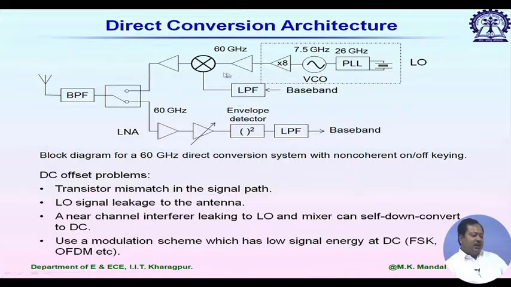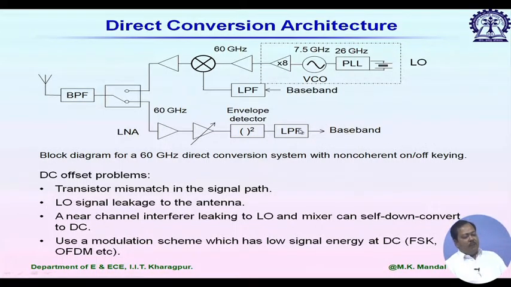We have both transmitter and receiver in homodyne principle. So, you see at the transmitting side the main challenge is to generate that 60 gigahertz signal. So, here one VCO is being used typically of the order of 7 to 8 gigahertz range, then it is being multiplied by 8 times to generate that 60 gigahertz signal. And at the incoming side, receiving side, we have LNA, then a variable gain LNA, then the envelope detector followed by LPF. So, after that we have baseband.